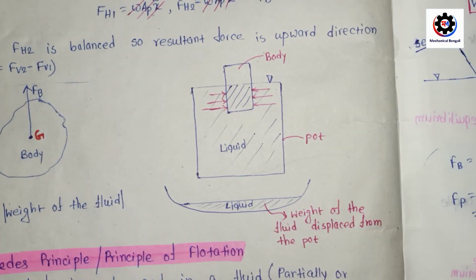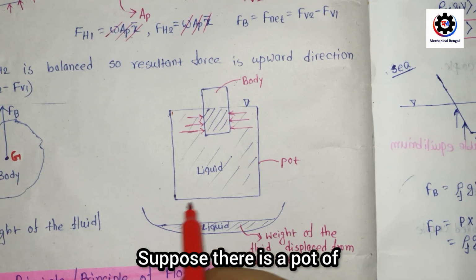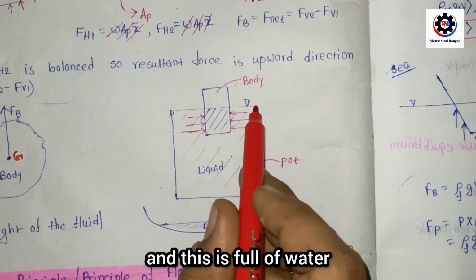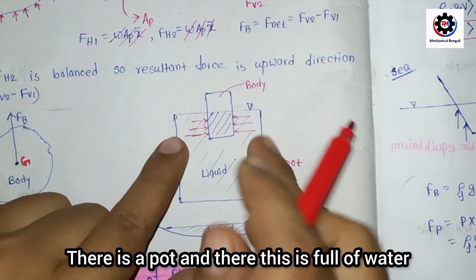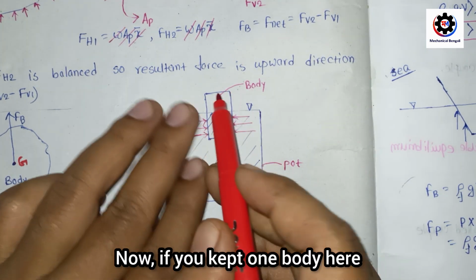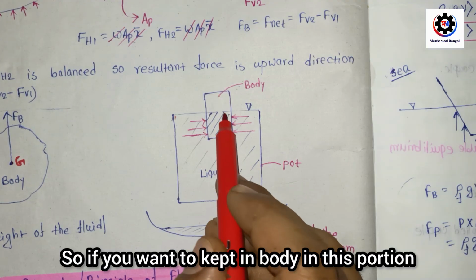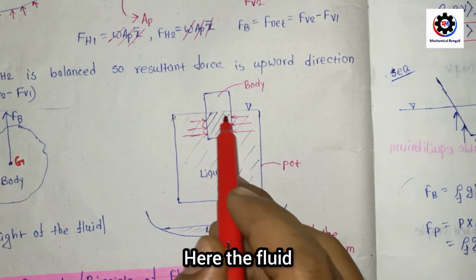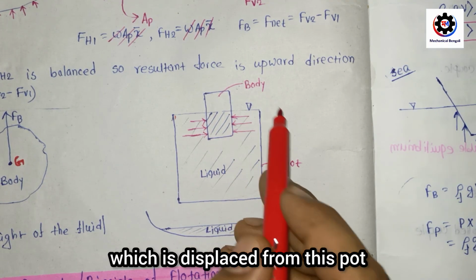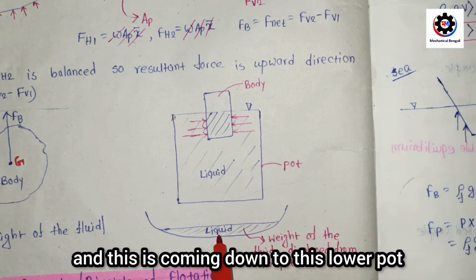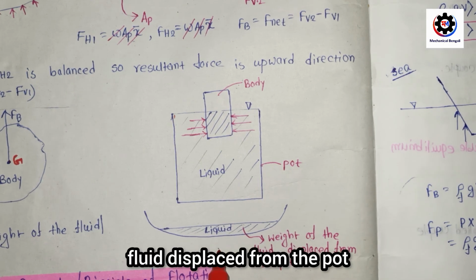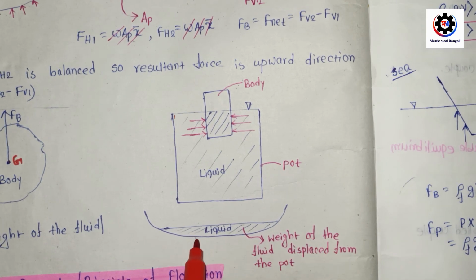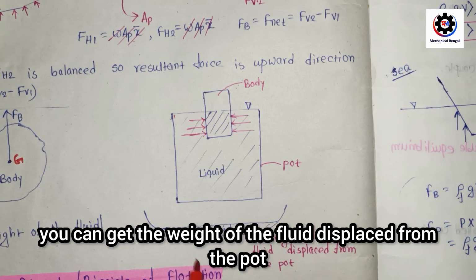The concept is that suppose there is a pot here, and it is full of water. Consider that this body is not there, so there is a pot full of water. Now if you keep a body in this pot, the fluid which is displaced from this pot comes down into this lower pot. So from here you can get the weight of the fluid displaced from the pot. If you measure the weight, you get the weight of the fluid displaced from the pot.